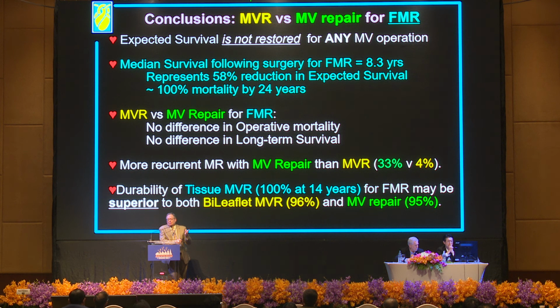When you look at repair versus replacement for functional or ischemic MR, there's no difference in operative mortality. There's no difference in long-term survival. So to me, it comes down to the following. There's much more recurrent mitral regurgitation in every study you look at with repair than with replacement. In the ACRA study, it was 33%. In our study, it was 5% with repair, but with replacement, it's 0. So for me, if I see someone who's truly ischemic, the durability of a pericardial mitral valve is way better than even a mitral repair, and the survival's the same. Thanks very much.